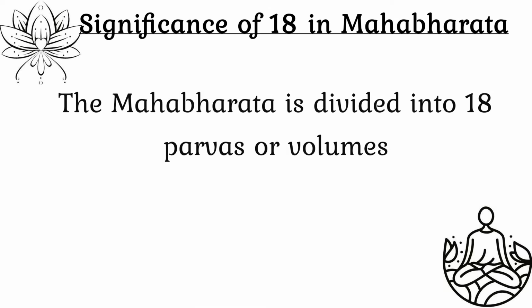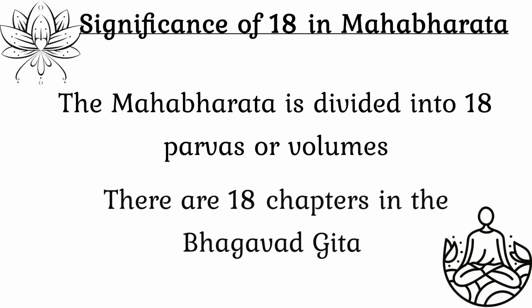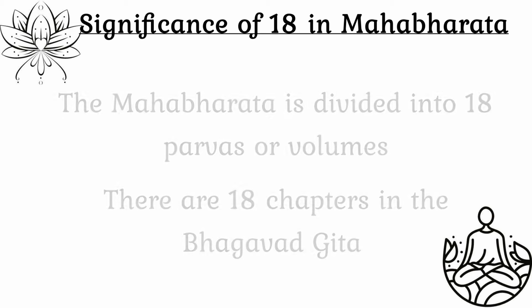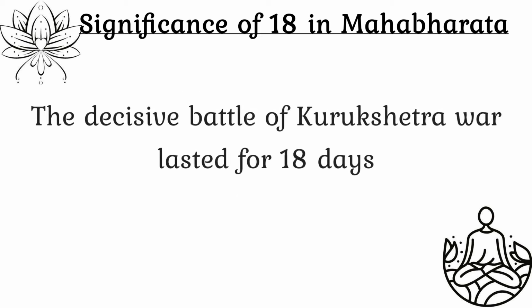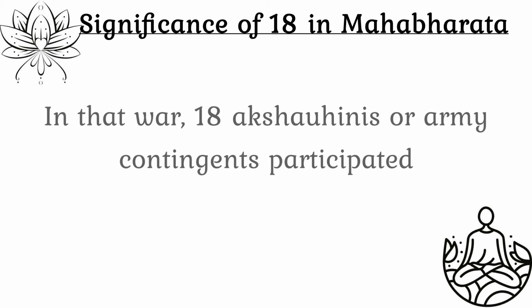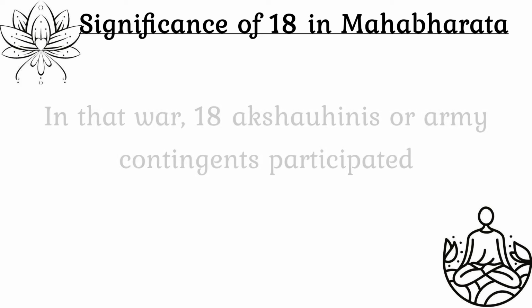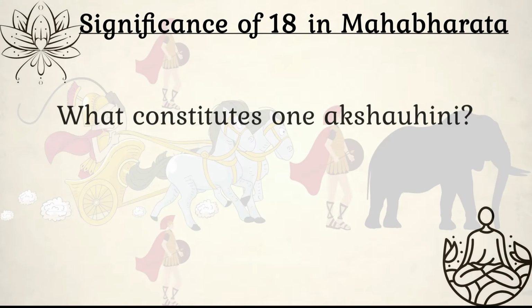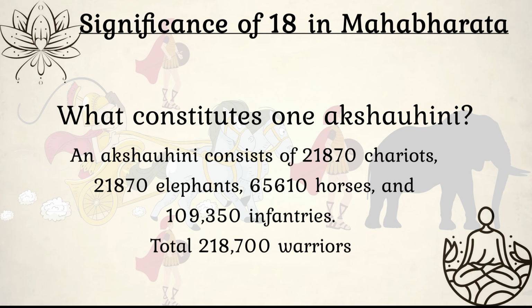The Mahabharata is divided into 18 parvas or volumes. There are 18 chapters in Bhagavad Gita. The decisive battle of Kurukshetra war lasted for 18 days, and in that war 18 akshauhini or army contingents participated. 11 akshauhinis from the Kaurava army and 7 akshauhini from the Pandava army. Now, what constitutes one akshauhini? An akshauhini, as described in the Mahabharata, is as follows.